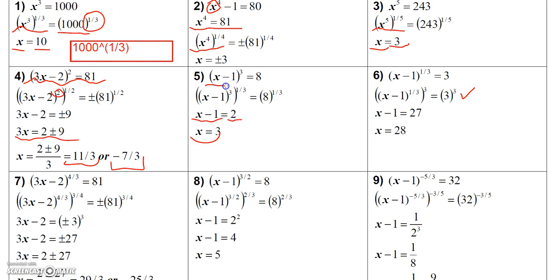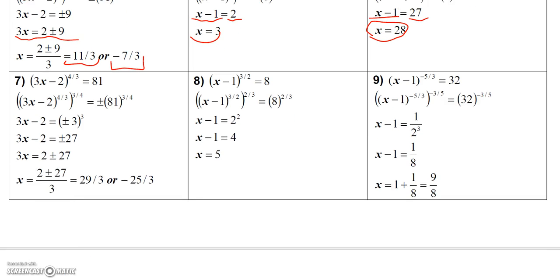Here it was x minus 1 cubed, so I had to raise both sides to the 1/3 power. This one is x minus 1 to the 1/3, so I had to raise both sides to the 3rd power, because if you have 1/3 and you multiply it by 3, you get 1. So that's just going to give me x minus 1 to the 1st. And then I have to raise this side to the 3rd power. 3 cubed is 27. And then add 1 to both sides, and you get x equals 28. So I thought they were the same type of problem, but actually they're not.